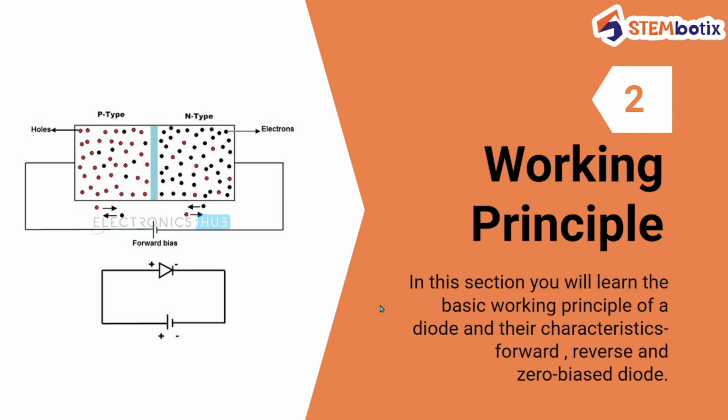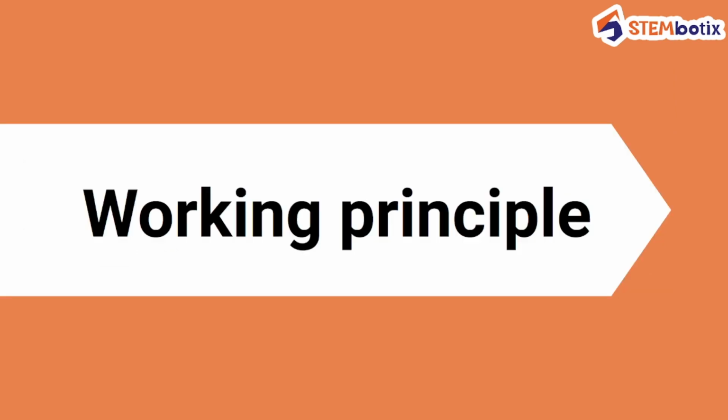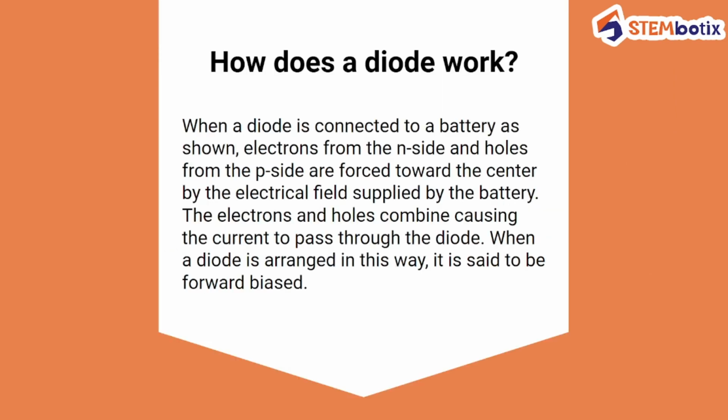Now let's move forward with the working principle of a diode. In this section, you'll learn the basic working principle of a diode and its characteristics, which are forward, reverse, and zero biased. Let's see the working principle first. There are two parts: how a diode works, its working condition, and how a diode cannot work, meaning the non-operating region.